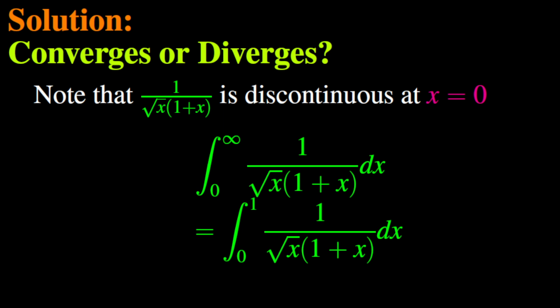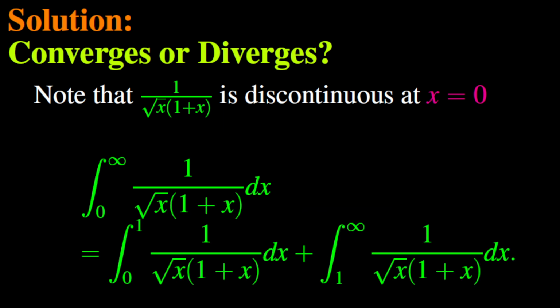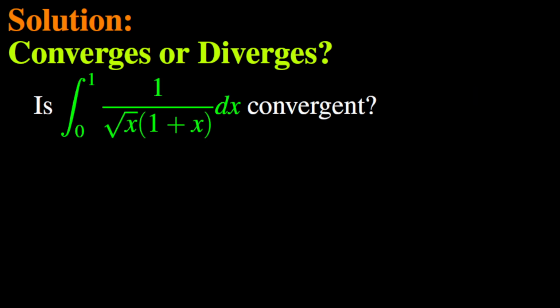The integral from 0 to 1 of 1 over the product square root of x times 1 plus x, plus the integral from 1 to infinity of 1 over the product square root of x times 1 plus x. We have to study the convergence or divergence of both integrals. Let us first study the convergence of the integral from 1 to infinity of 1 over the product square root of x times 1 plus x.